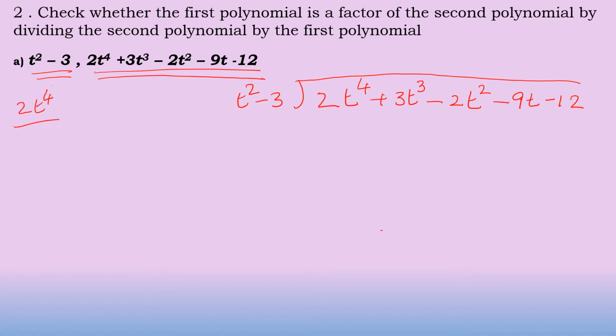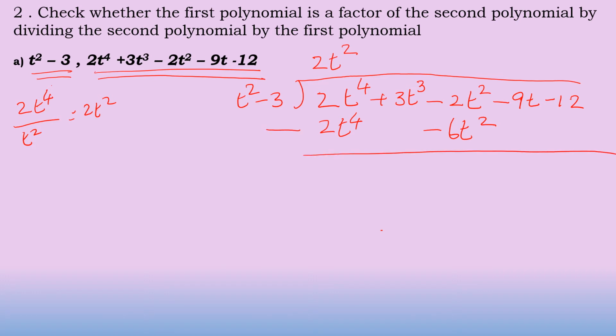2t to the power of 4 by t square, which is equal to 2t square. So you write here 2t square. You get 2t to the power of 4 minus 3 into 2t square, which is equal to 6t square. Where do you write that 6t square? You write it below the t square term. Plus 2 into minus 3 is minus 6t square. It will be minus 6t square.